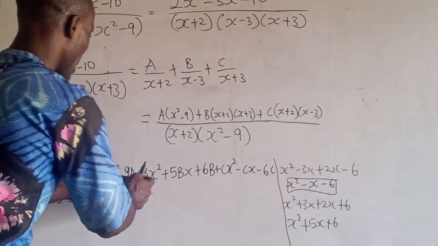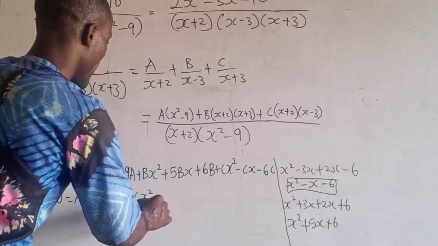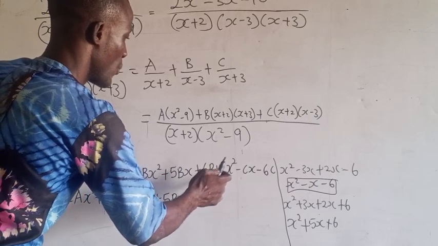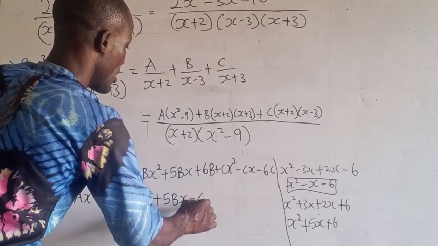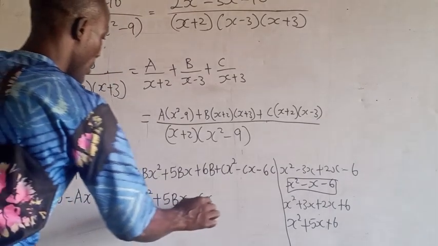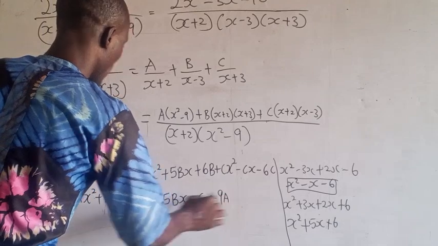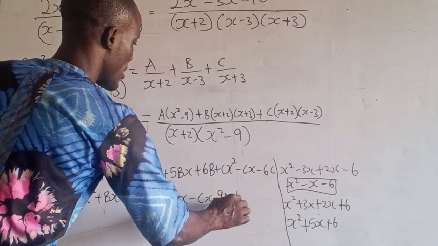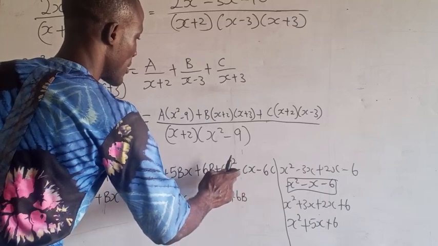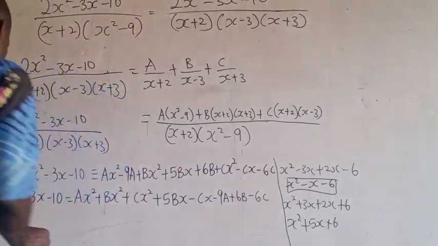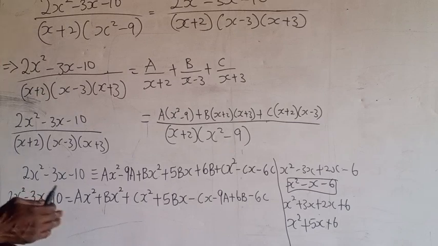Then the ones with x, I have plus 5bx. Which other one again? Minus cx. Then the ones without x, I have minus 9a, plus 6b, minus 6c. So having said that now, let us try to compare coefficients.